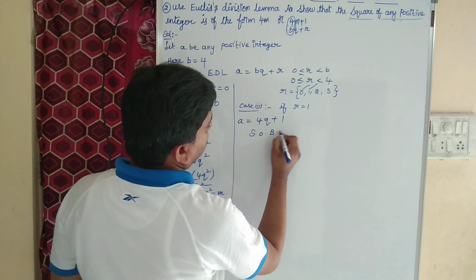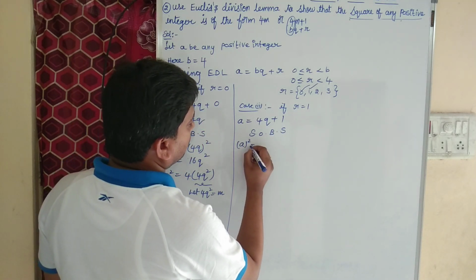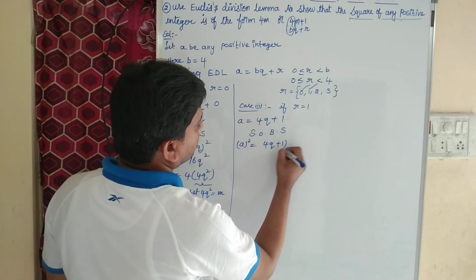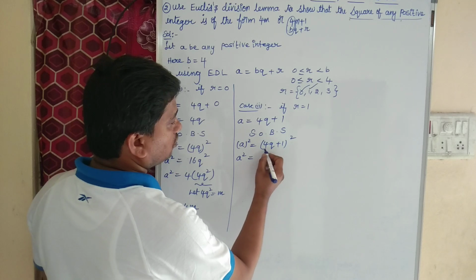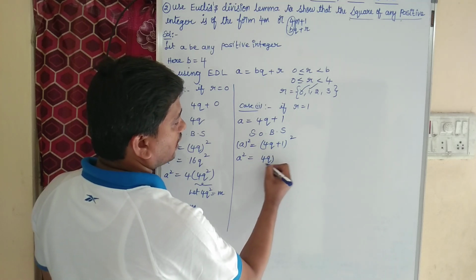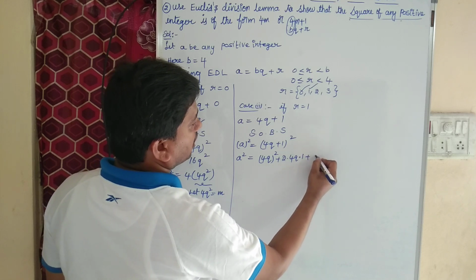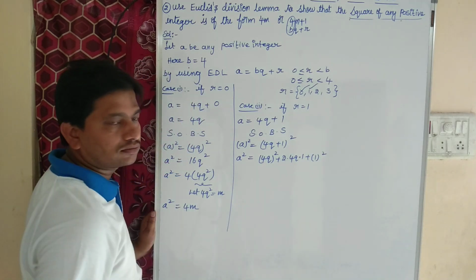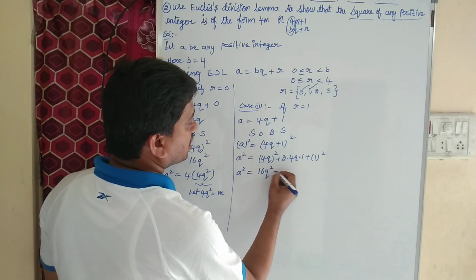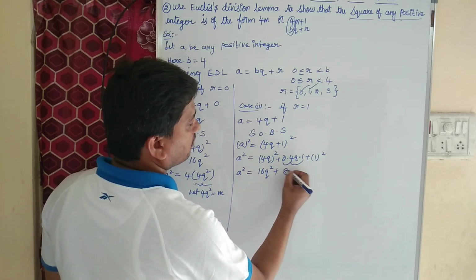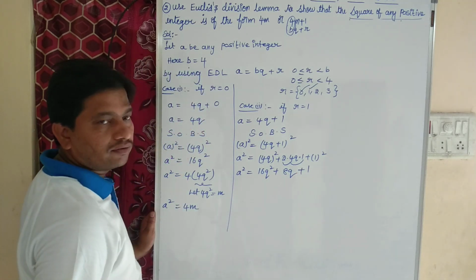Now squaring on both sides. a square equal to (4q plus 1) whole square. So a square equal to (a plus b) whole square, which is a square plus 2 into a into b plus b square. So a square equal to (4q) whole square, that means 16q square, plus 2 into 4 is 8, 8 into 1 is 8, so 8q, plus 1 square, which is nothing but 1.